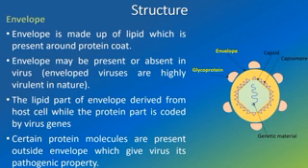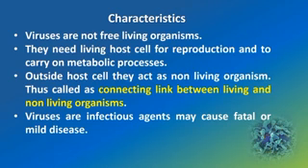The envelope is made up of lipid, which is present around the protein coat, and it may be present or absent in a virion. Enveloped viruses are highly virulent in nature, which means they are infectious. The lipid part of the envelope is derived from the host cell, while the protein part is coded by the virus genes. Certain protein molecules are present on the outside of the envelope, which give the virus its pathogenic property. Pathogenic means they are capable of causing disease.